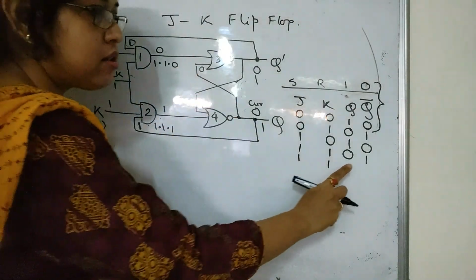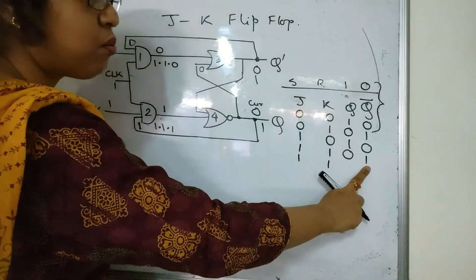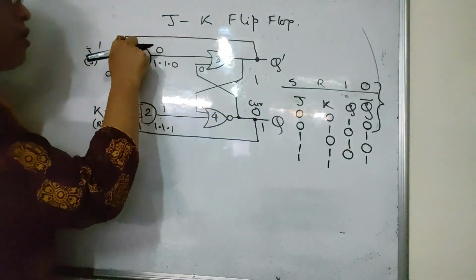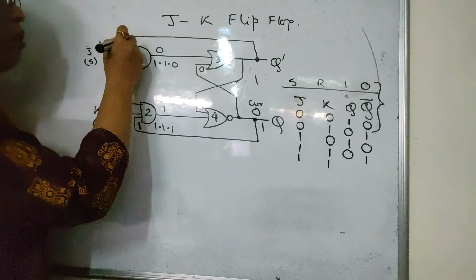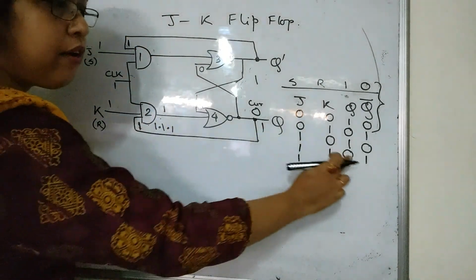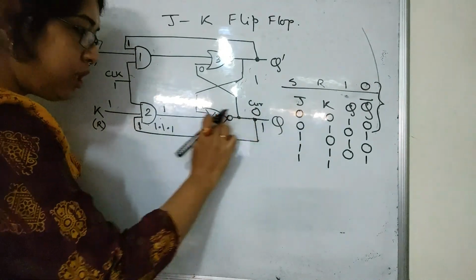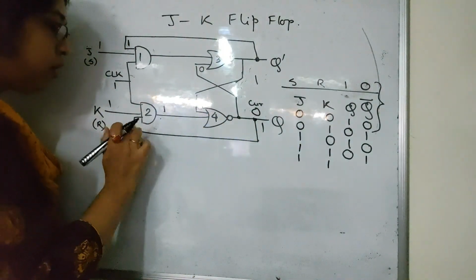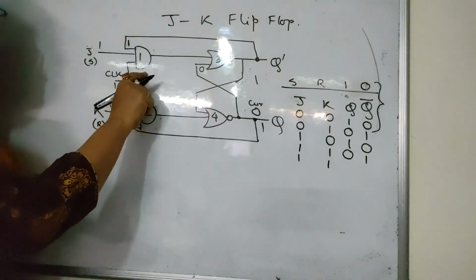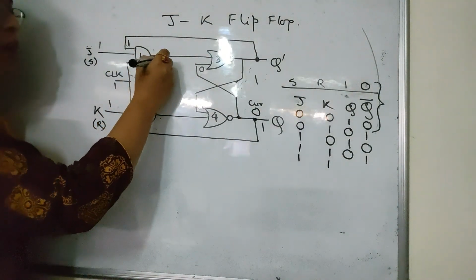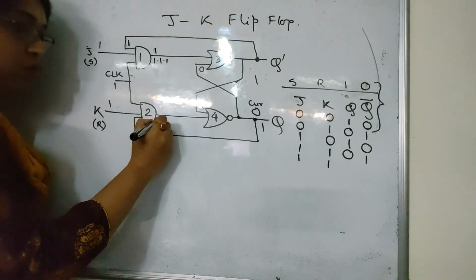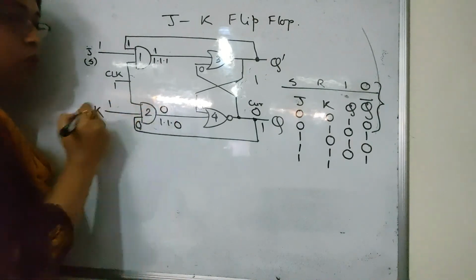At present, Q dash value is 1. So this 1 has got fed in into AND gate number 1. And current Q value is 0. So this 0 has got fed back over here in AND gate number 2. So AND gate number 1 is 1.1.1, that is 1. AND gate number 2 is giving us 1.1.0, that is 0.